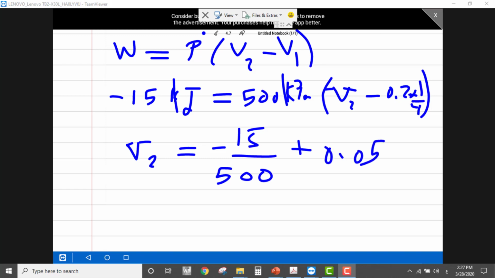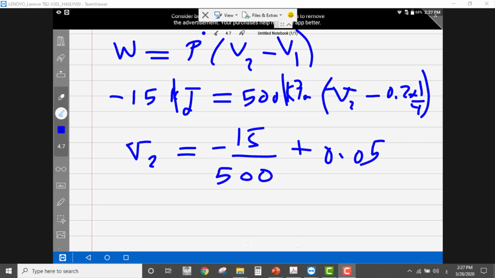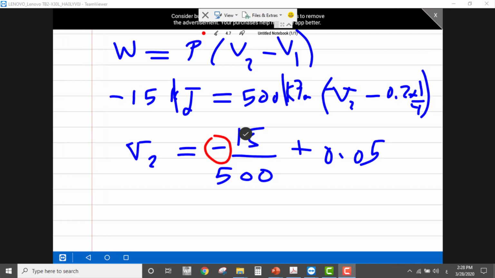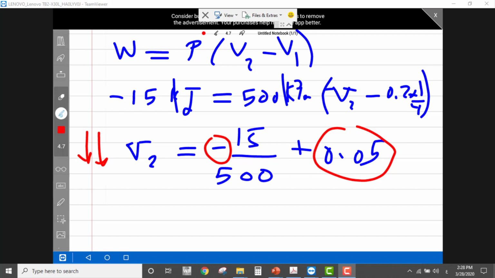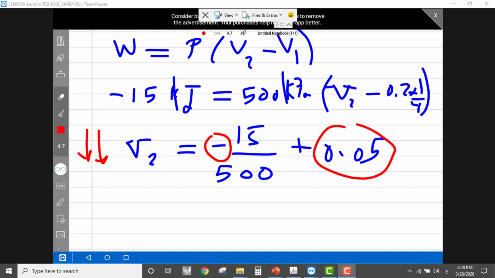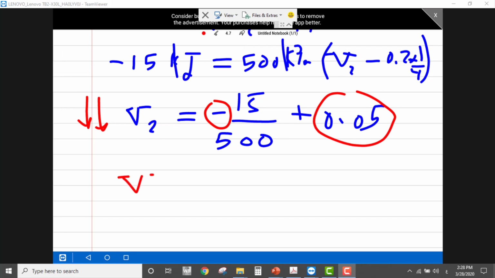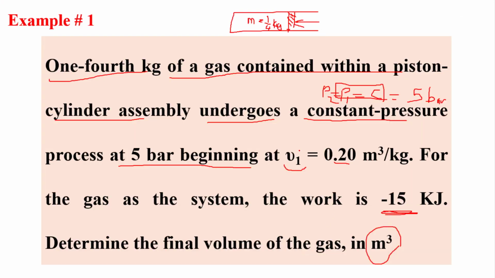And please notice here that we have subtraction. If you subtract this value from V1, for sure this value will be lower. Then we have compression. Okay, so from here we can say that V2 equals, to do the subtraction, 0.02 meter cube. Okay, now let's go back to the slides.